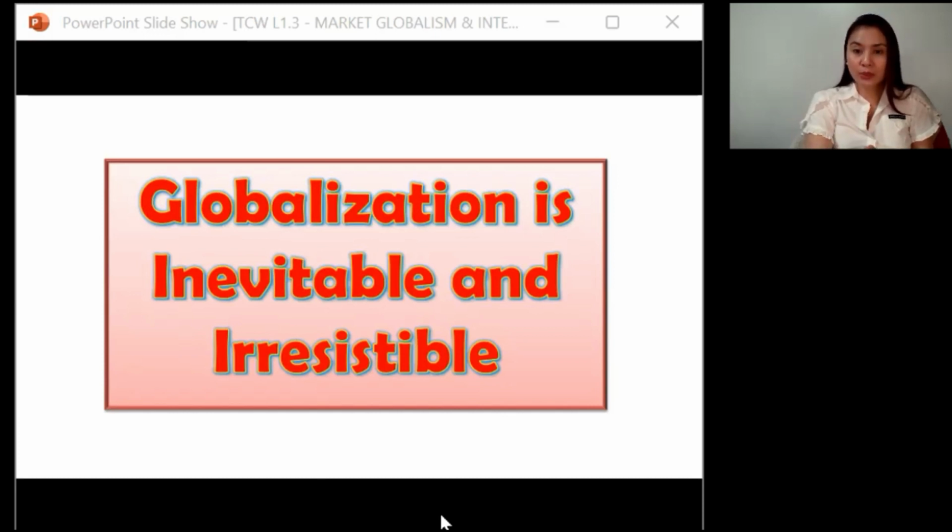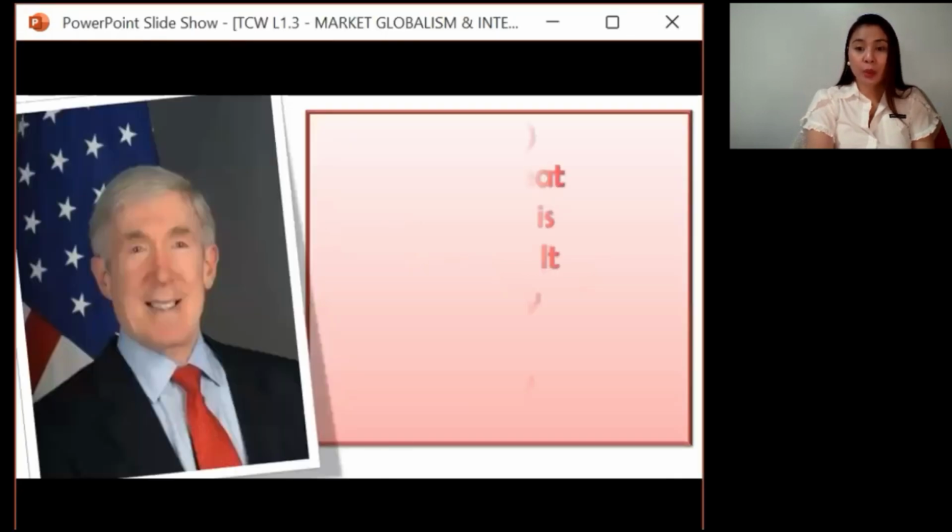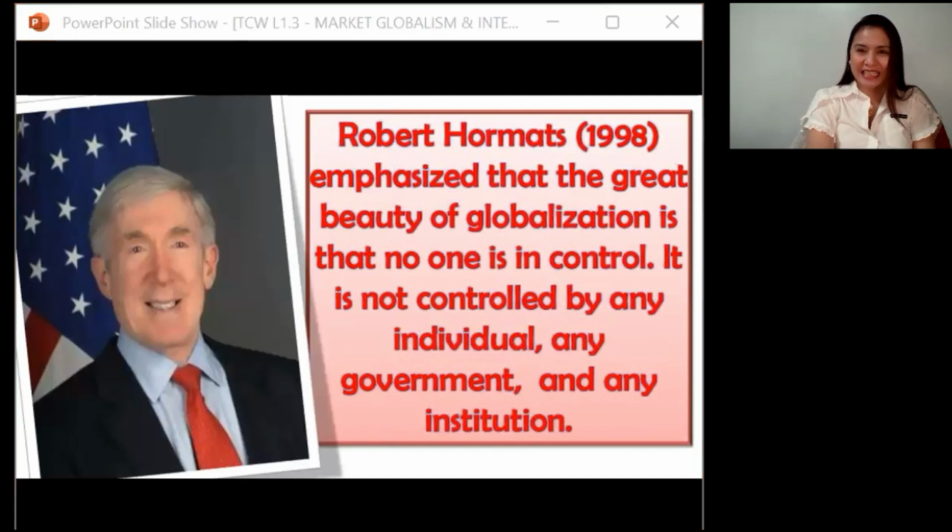So let's move forward to another claim, and that is nobody's in charge of globalization. So according to Robert Hormats, and I quote, the great beauty of globalization is that it is not controlled by any individual, any government, any institution. So the meetings and the groups and the foundations that all work on spreading new liberal principles and, of course, the New World Order principles have been deeply rooted in ancient history. So basically, globalization is really not controlled by any individual or by just one government or by just one institution. Because it started way back then, and we are just actually enjoying and savoring the process of globalization, which has started way back up to this very present time.